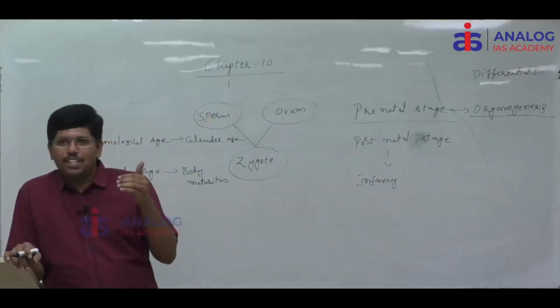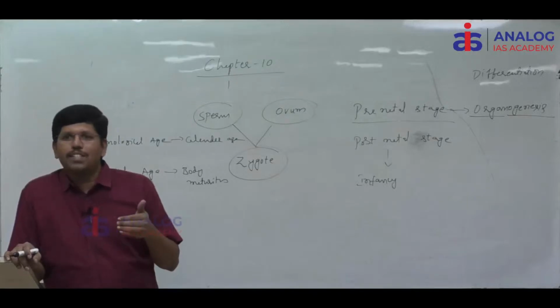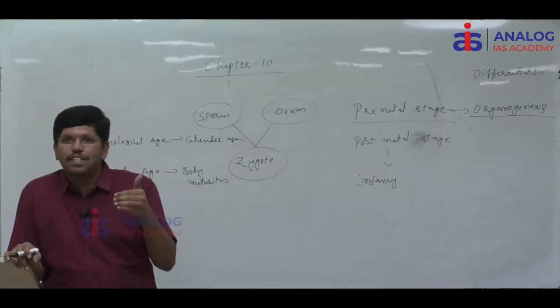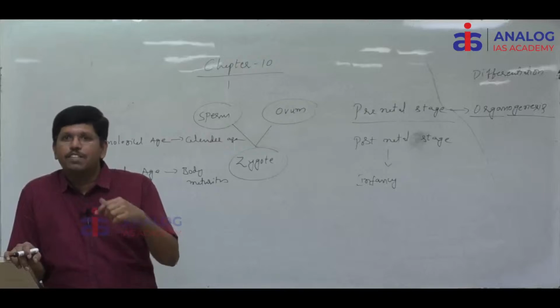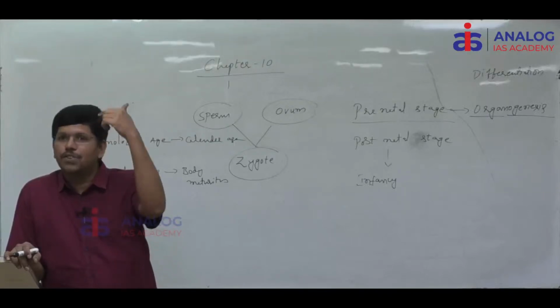That means the type of psychological maturity or biological maturity that a female attains at the age of 18 years will be achieved in males by the age of 21 years.